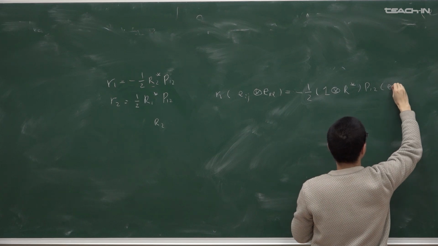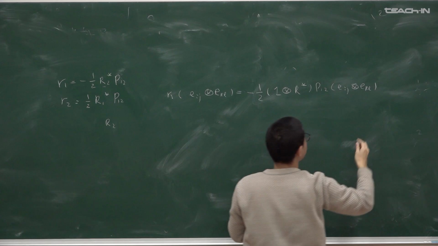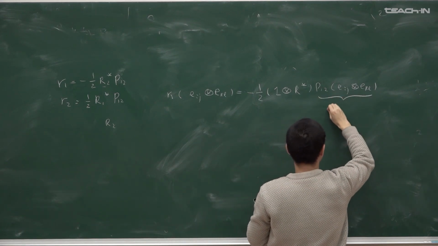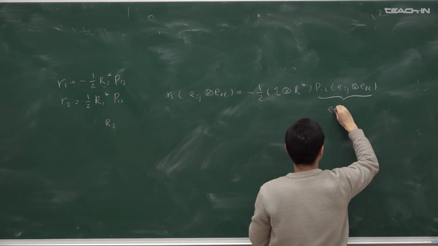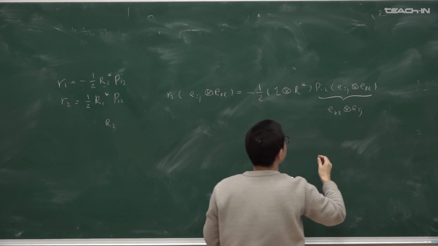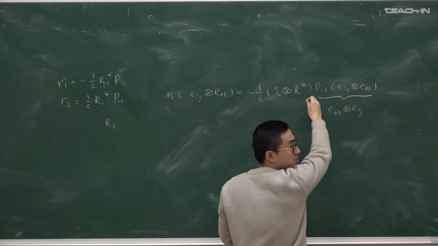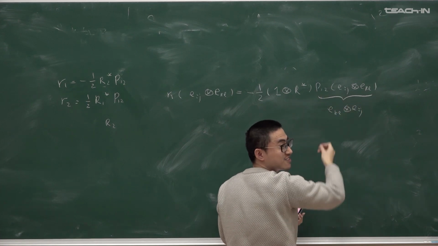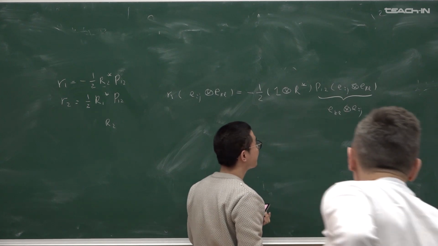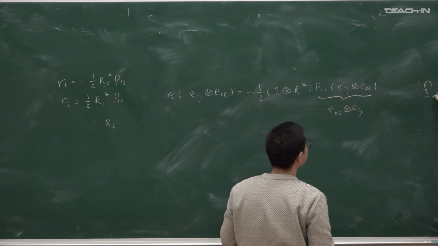P12 Eij, EKL. This is equal to EKL Eij. I'm not sure. Yeah, because it's P12, it exchanges. No, it acts differently. It's not right. This is not right.